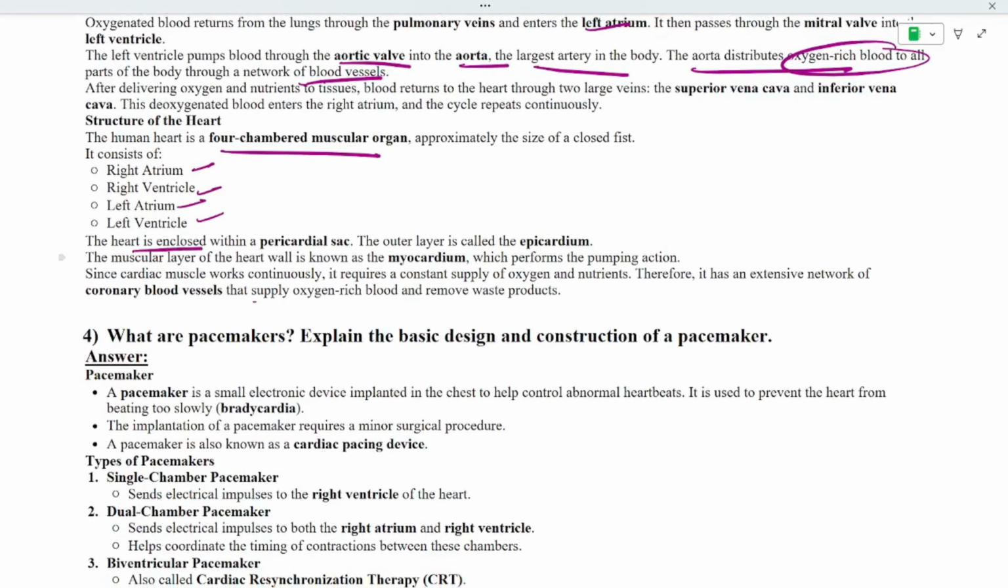Next, you can see the heart is enclosed within a pericardial sac, whose outer layer is called the epicardium. Next is the muscular layer of the heart, well known as the myocardium, which performs the pumping action. Also there is an extensive network of coronary blood vessels that supply oxygen-rich blood and remove the waste products.